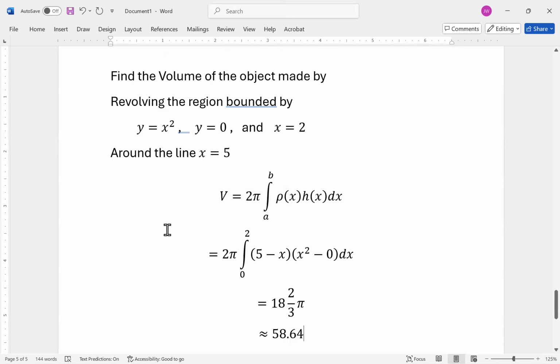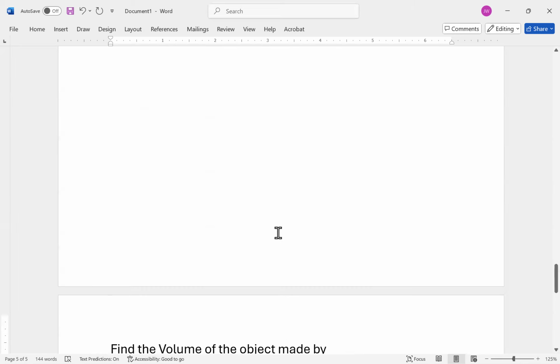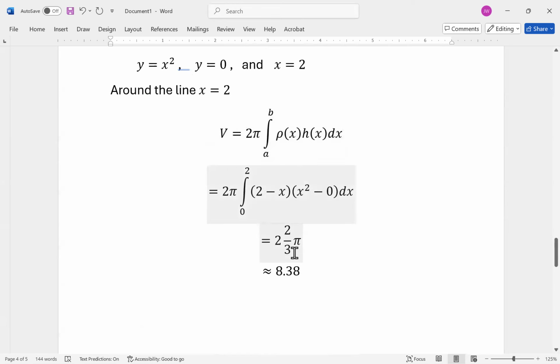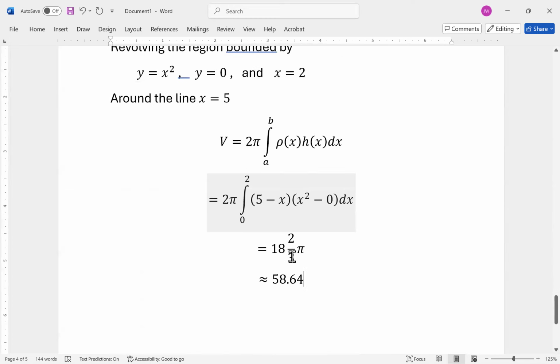So it's a very short step to say, well, if I've already rotated this region around one vertical line, then I can rotate around any other vertical line by just adjusting the radius. Again, that was the last example we did. And now I just change the radius.